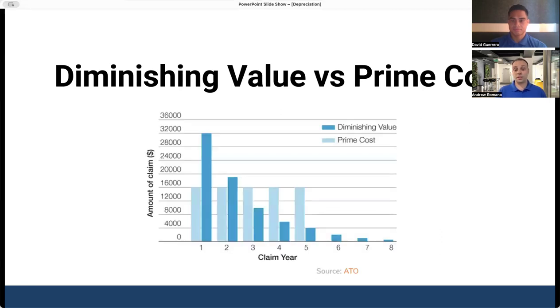So as you can see from these two graphs, the DV method starts really high and it sort of goes smaller and smaller and smaller until it gets to zero. Whereas the PC method is exactly the same each year, until the effective life is finished. So both methods, from a depreciation perspective, have the same charge overall.